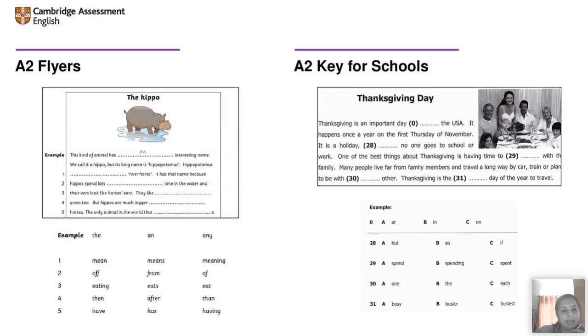So if you look at the tasks for flyers, and you look at the tasks which are given for A2 Key for Schools, there is a marked difference in the level. It is not about usage of grammar or prepositions or anything. Even the content itself is slightly higher. How well is the candidate able to use the language in communication? So this is an assessment which the child has to take, and the parents or the teacher or the school has to make the choice between flyers and Key for Schools.